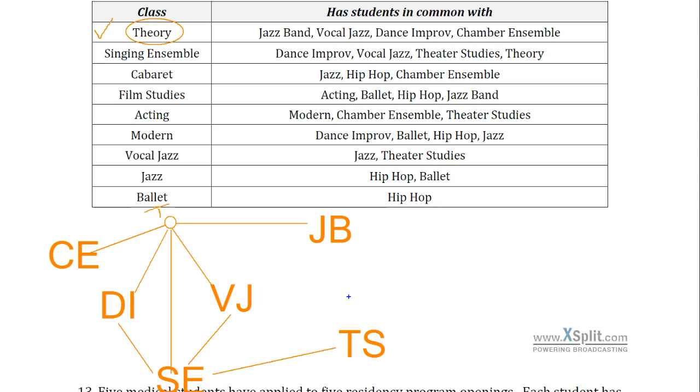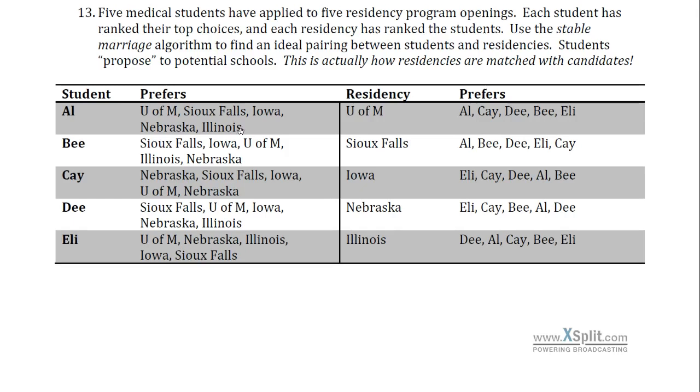Last one up, medical schools. Like I said, medical schools and residency programs do match their students with what's called the stable marriage algorithm. So suppose we have five different students, Al, B, K, D, and Eli, incidentally named A, B, C, D, and E. And they're applying to the U of M, Sioux Falls, Iowa, Nebraska, and Illinois. They're trying to get into all of these programs. They've ranked their programs, and the programs have ranked them. We want to try to find an ideal combination between residents and their residencies.